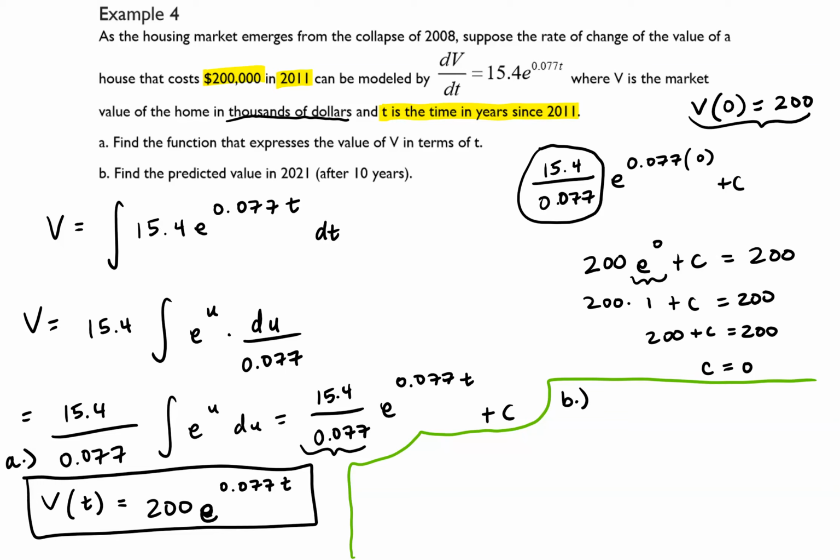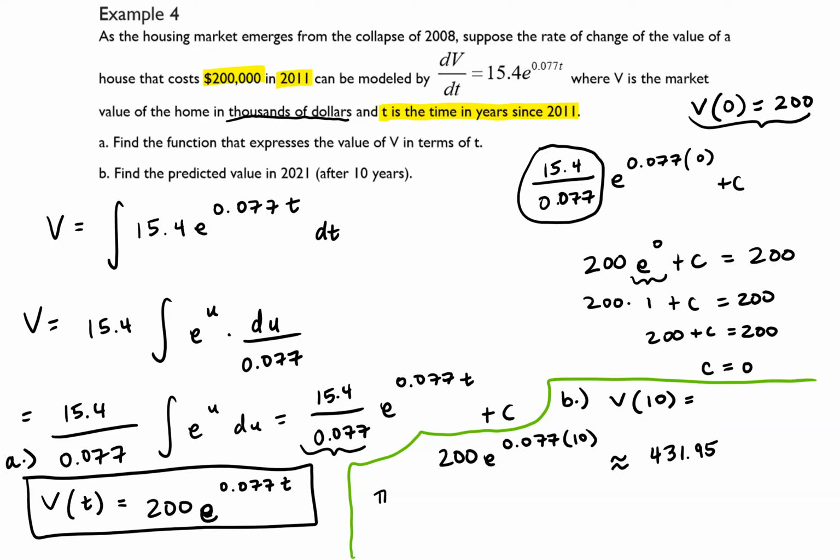For part B, it says find the predicted value in 2021 after 10 years. So we basically want to evaluate v of 10. And so that's going to equal 200 e to the 0.077 times 10 power. And if you throw that into your calculator, you get that this is about 431.95.